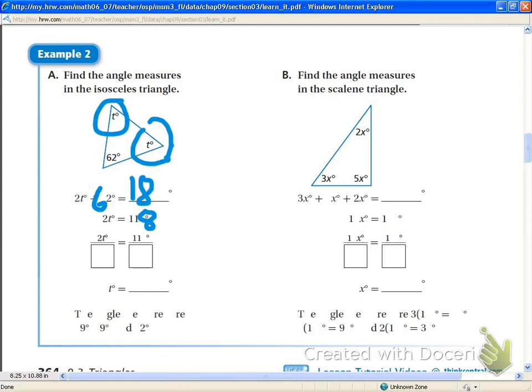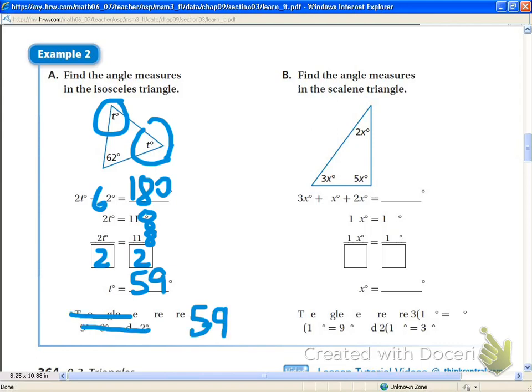So I have 180 minus 62 is 118. So then 118 divided by 2 is 59. 59 is correct. It says it on the bottom right after I finished.